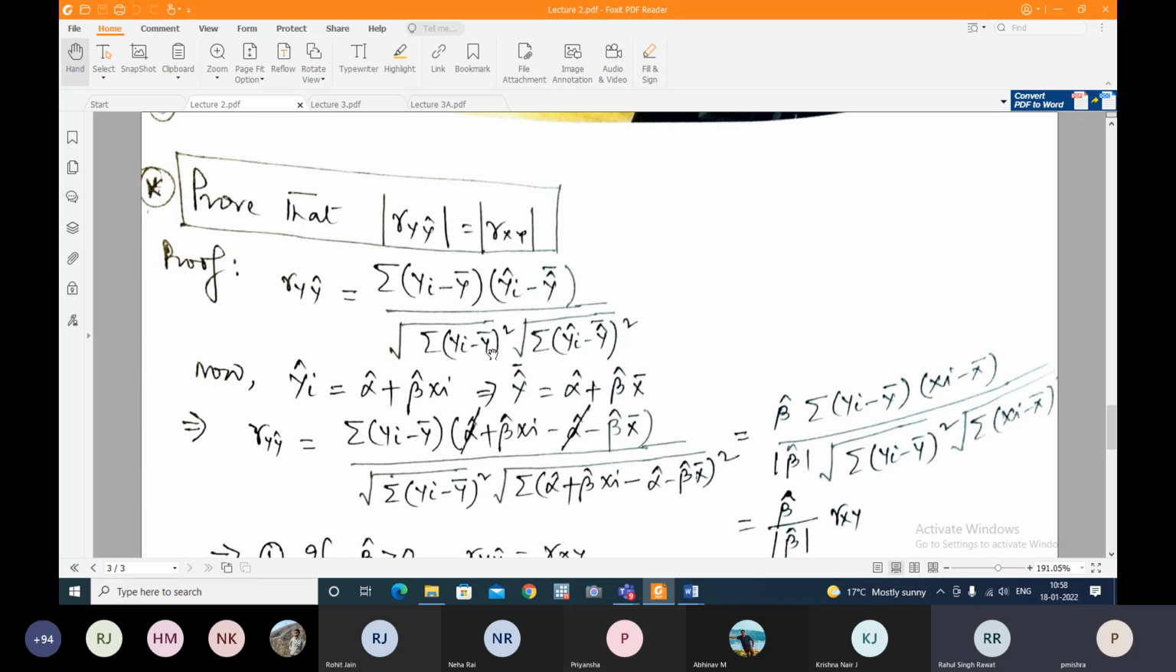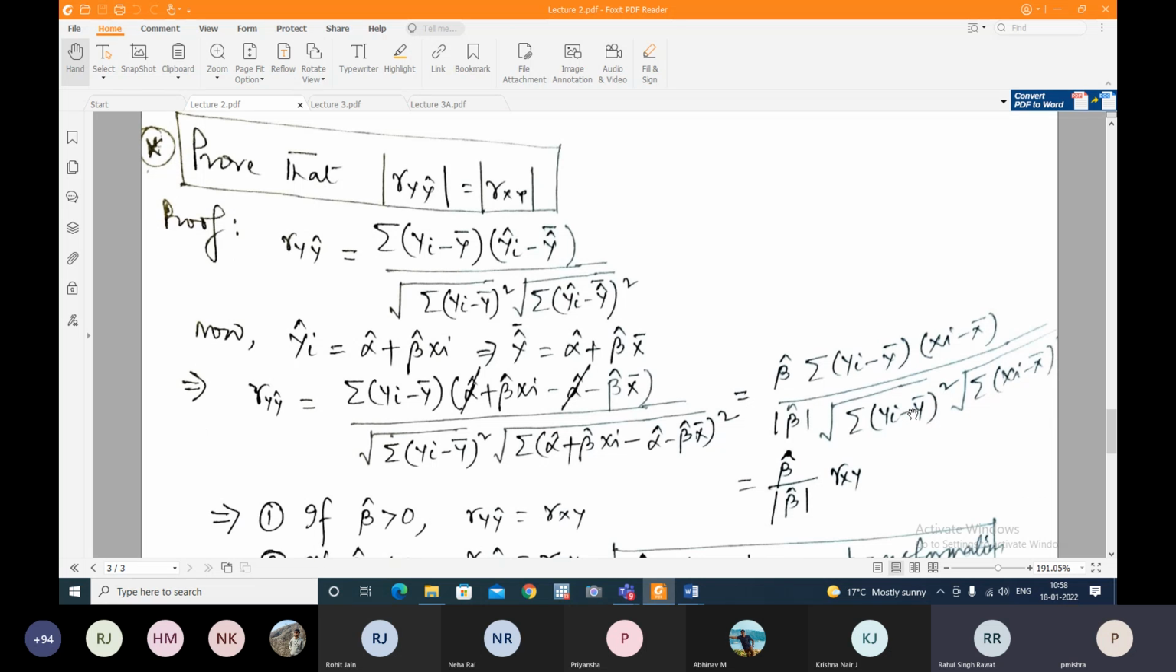Then I am replacing y hat i and y hat bar with this. You see the formula. I have replaced y hat i with alpha hat plus beta hat xi and y hat bar with alpha hat plus beta hat x bar. And then through mathematical simplification, I am basically getting this as the relationship between the correlation coefficient between y and y hat and that between x and y.